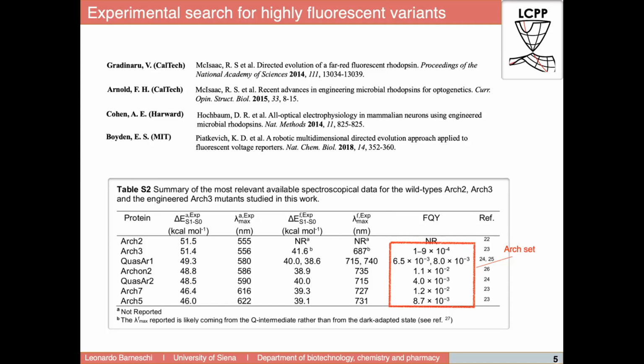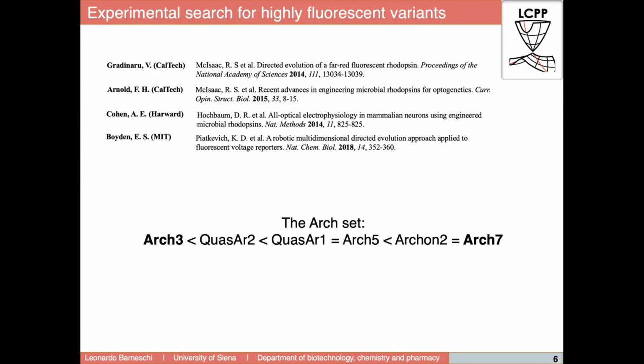Those are the ones that I'm going to discuss in this presentation, and they're very nice to approach computationally because they feature a nice range of fluorescence quantum yield values. So from now on, I will just refer to these 7 proteins, which are all mutants of the wild type Arch3, as the Arch set. And there is some further comparison between the least fluorescent and the most fluorescent protein, which will be Arch7.